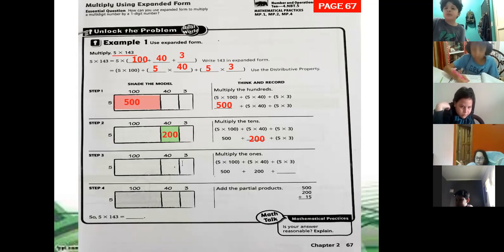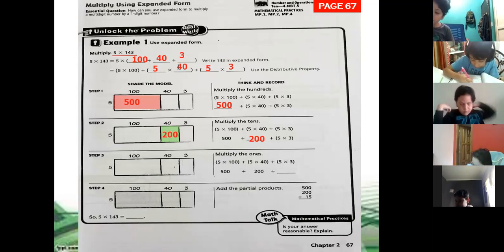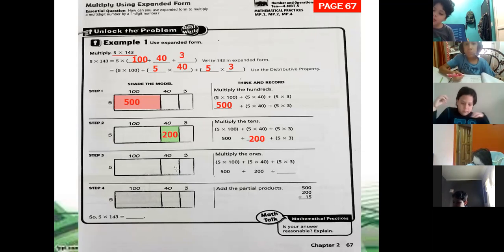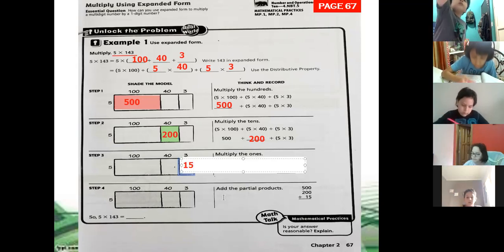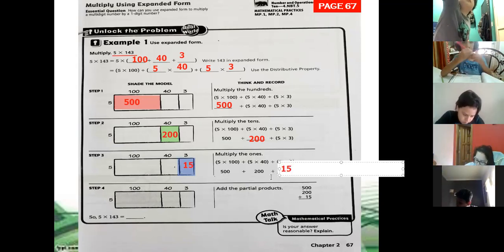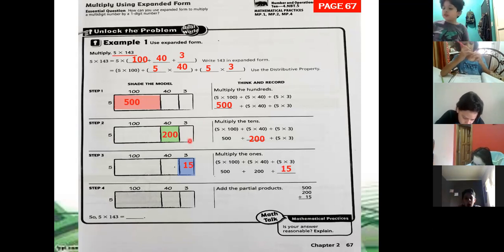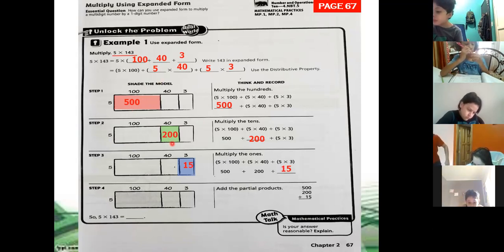Step number 3, multiply the ones. Which numbers are on the ones? 5 times 3. So I'm going to color using another color, blue. 5 times 3. What is the answer of 5 times 3, class? 15. Excellent. So let's write it down there, 15, and also in the space that we have. That's what we are doing. We're multiplying 5 times 100, 5 times 40, and 5 times 3, 15.